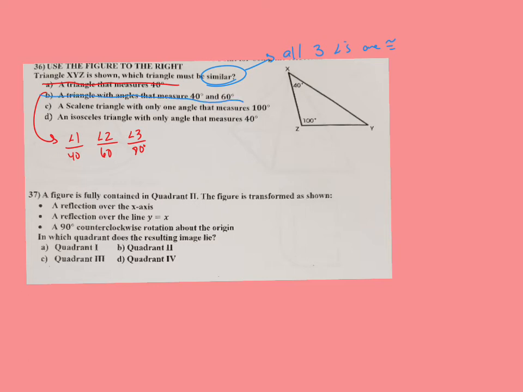A scalene triangle with only one angle that measures 100 degrees. So this is important. This is interesting. All right, so scalene, if you recall, has three different sides, which we found out about triangle properties. That means it's going to have three different angles.